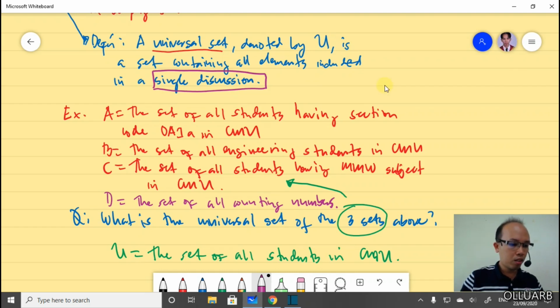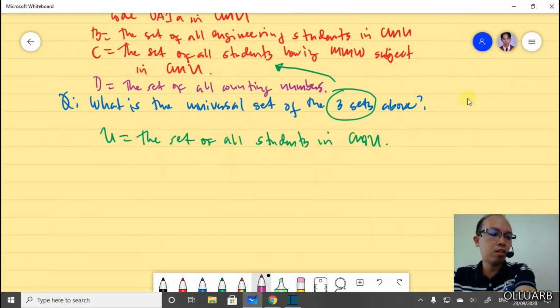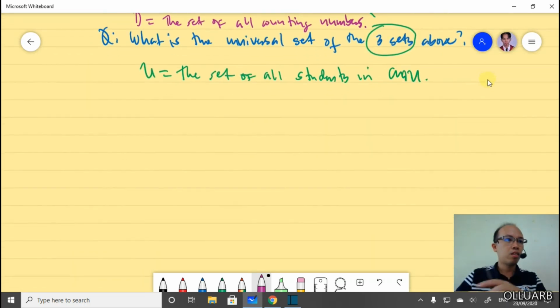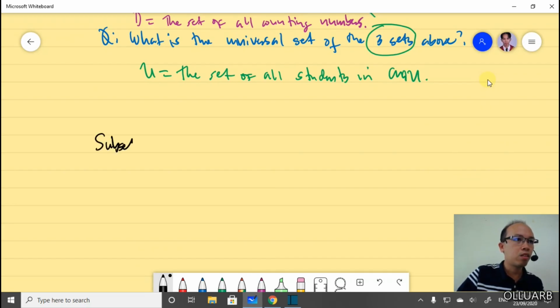For the next definition, we will be discussing subsets and equality. Subsets and equality. So let's discuss subsets and equality.